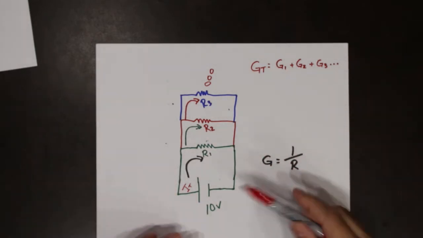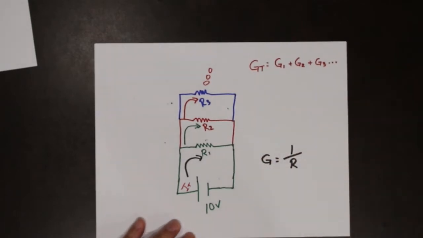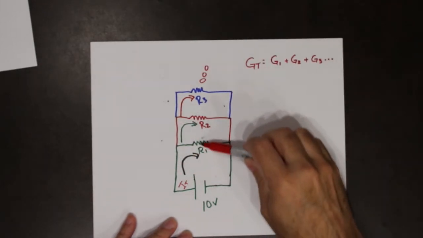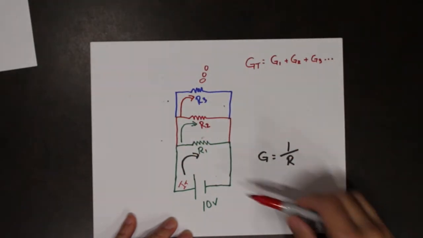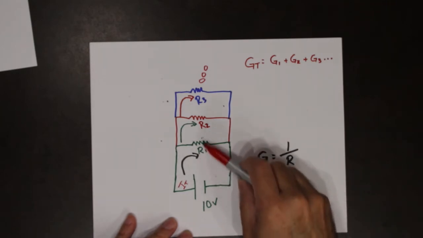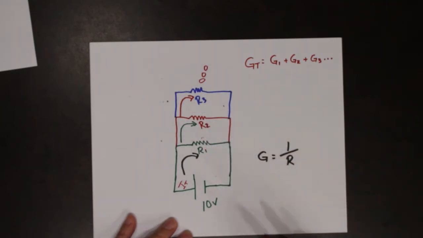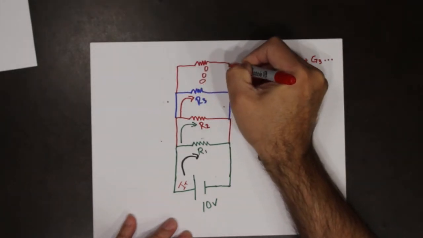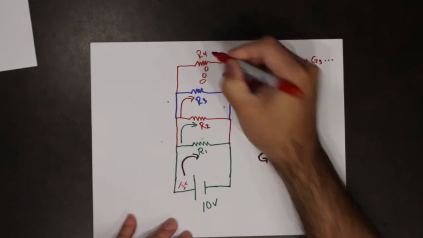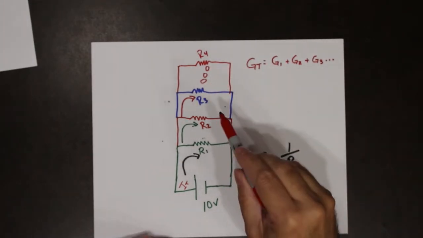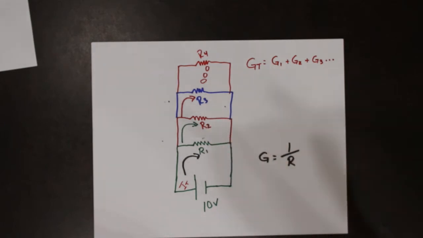As a quick example, I have 3 resistors here. Is there any other place for current to go? No. It has to go through those resistors. But if I now added a 4th resistor, there is an extra place for current to go, an extra path. So therefore, extra conductance.